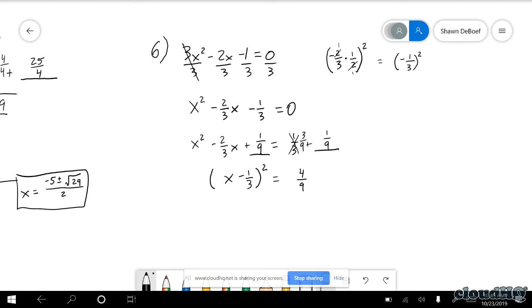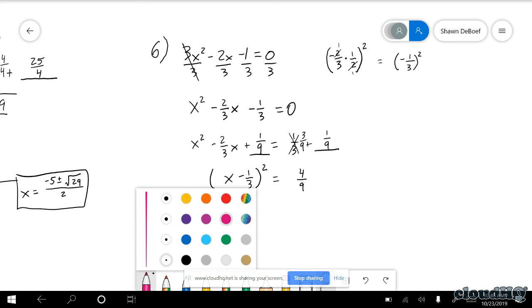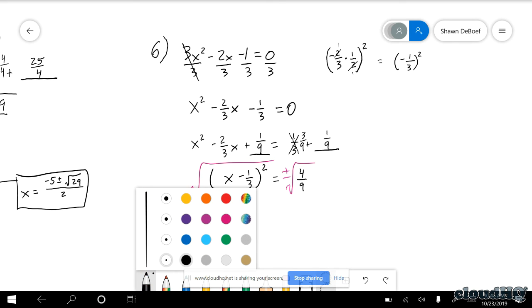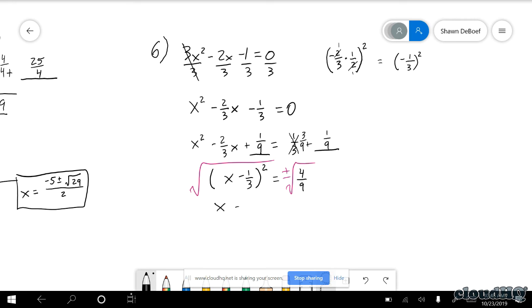Good news. Both the numerator and denominator are perfect squares. That's a good thing for my next step. I like that it ended up being perfect squares in that fraction. So I completed the square, now solve. Square root plus or minus. So x minus 1/3 equals plus or minus square root of 4/9. Well, the square root of 4 is 2, and the square root of 9 is 3. There's no square root left over there. So plus or minus 2/3.